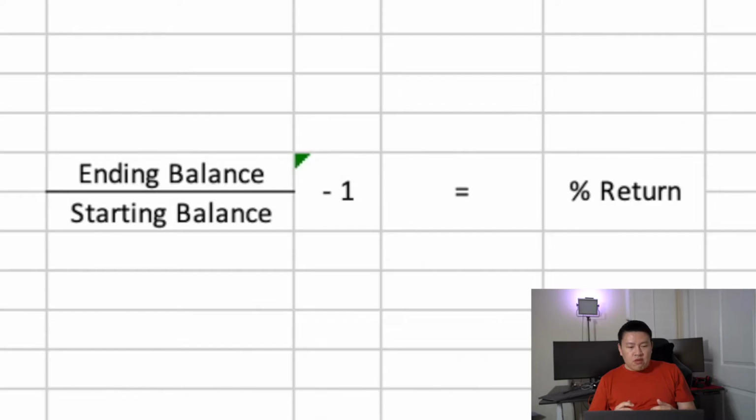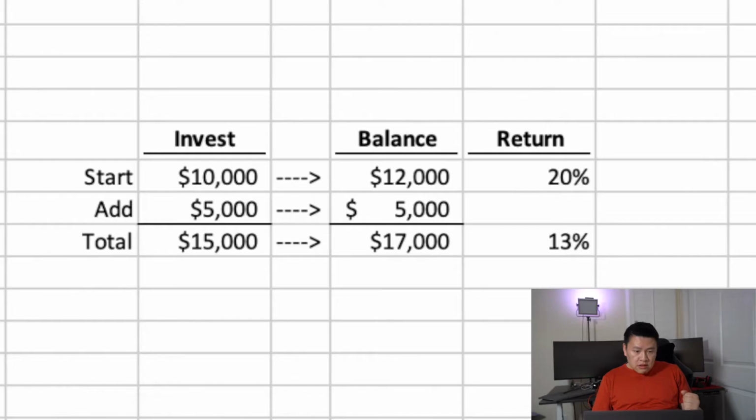So here we go. For most people, when you want to figure out how to calculate the returns on your portfolio, you would follow the most standard formula, where you take the ending balance of your portfolio divided by your starting balance, subtract 1, and that's how you get your percent return. But let me show you why there's a flaw with just applying the simple methodology. So let's take a quick example.